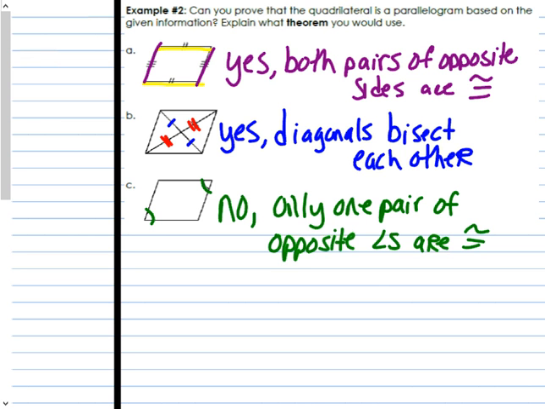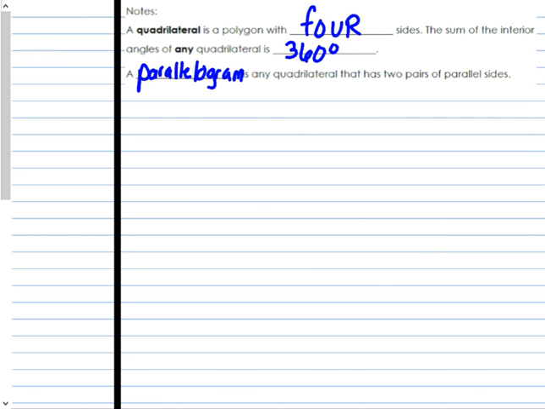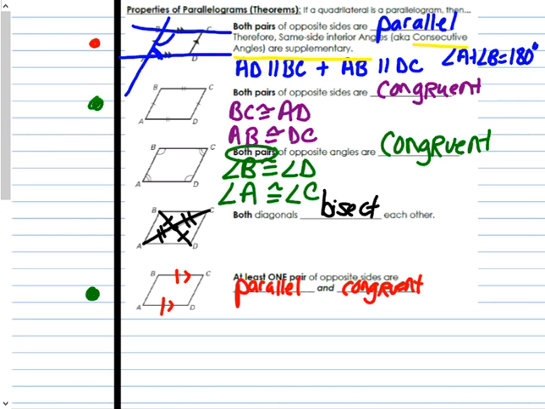So again, these 5 properties of parallelograms, you're going to have to get really comfortable with them, being able to look at a shape and how it's marked and deciding, yes, this is a parallelogram, or no, it's not a parallelogram. We will do examples 3, 4, and 5 using this knowledge to algebraically solve some problems about parallelograms.